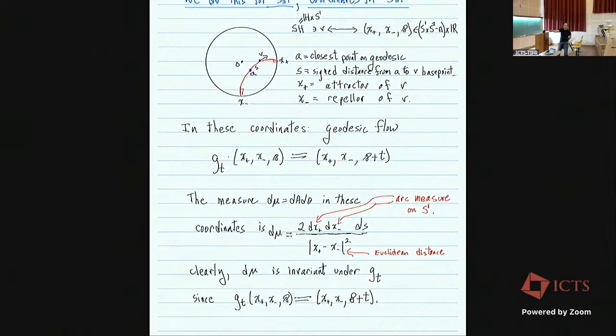So dA d theta in these coordinates looks like this, and then it's clear that the geodesic flow is invariant under this. The measure is invariant under the geodesic flow. Why? Because all you're doing is changing the third coordinate, and d of it is 0, right? So this is clearly invariant under the geodesic flow. And again, the picture is you translate S by T if you're flowing by T.